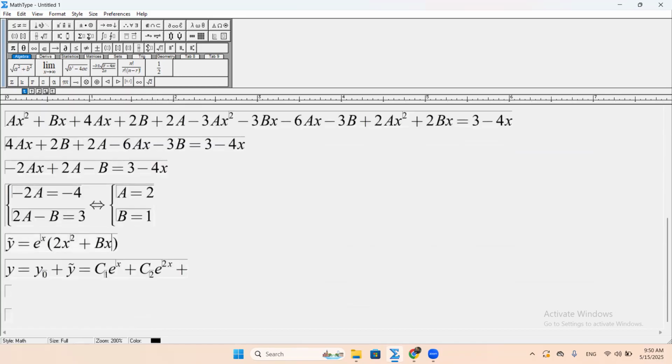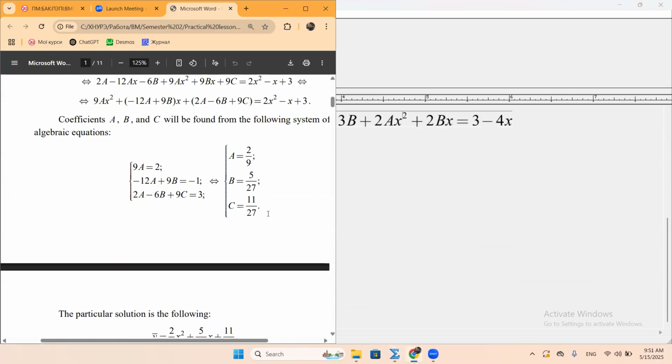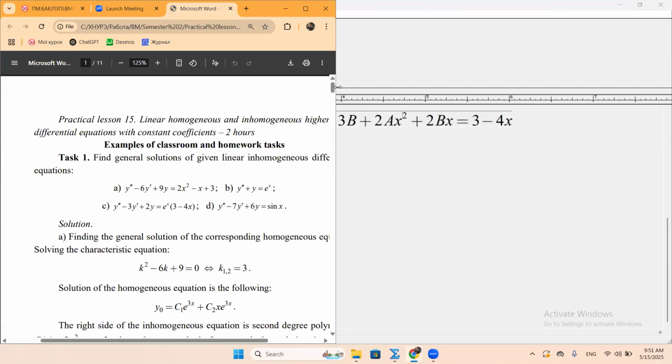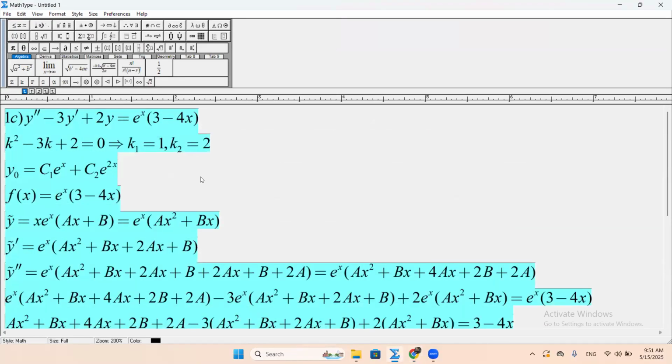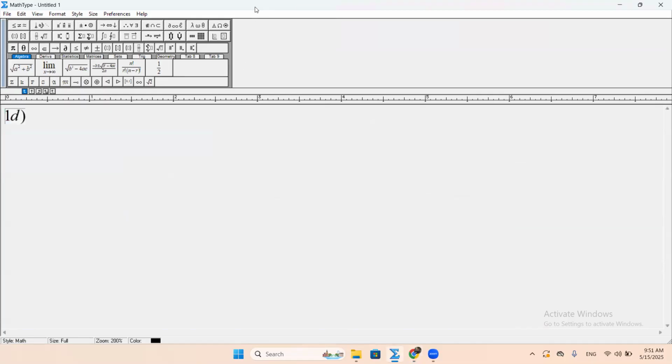It will be written like this, and plus this. We found the coefficients. So this is the general solution of the initial equation. Any questions about this exercise? Okay, I guess no questions. Let's solve one more exercise, 1D.